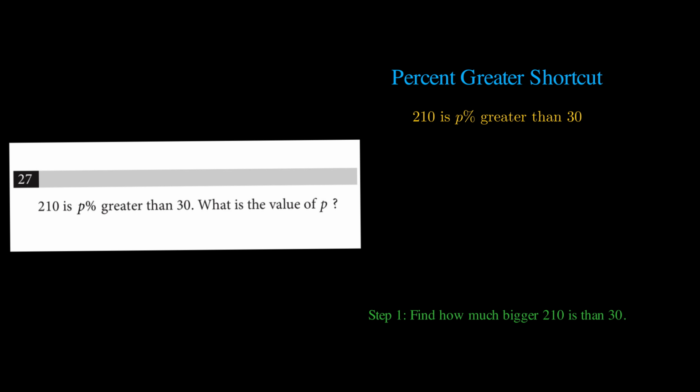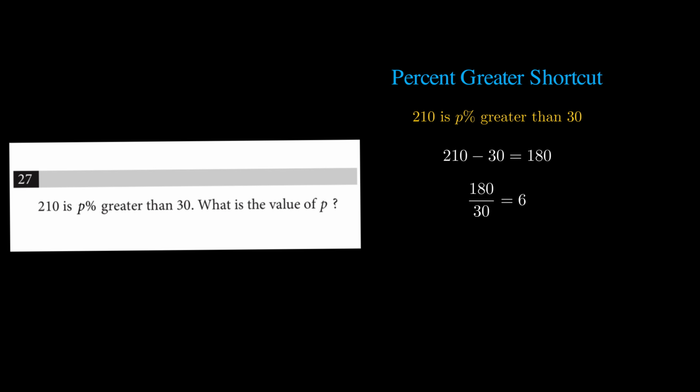Step 1, find how much bigger 210 is than 30. To do that, we subtract. 210 minus 30 equals 180. So the increase is 180. That's how much it grew. Now here's where most students mess up. You always compare the increase to the original number. The original number is 30.